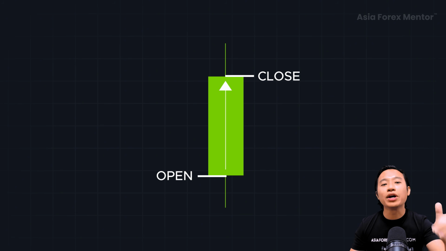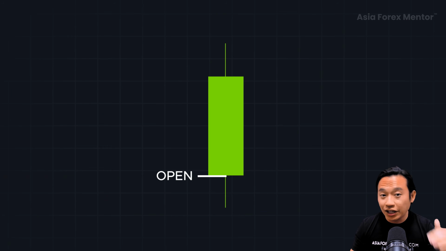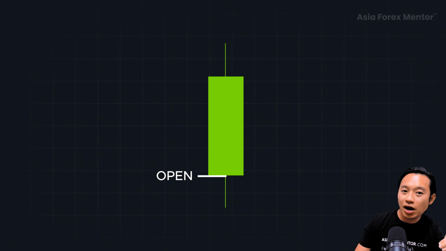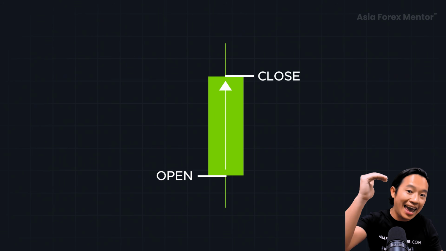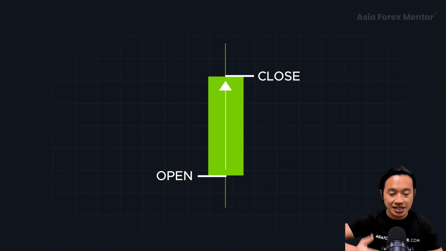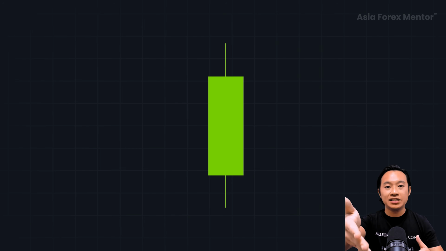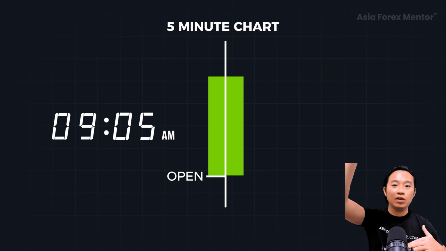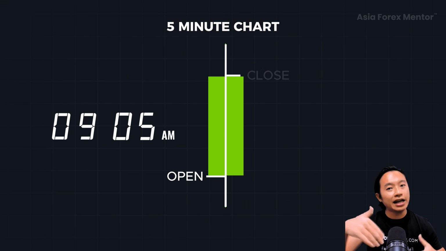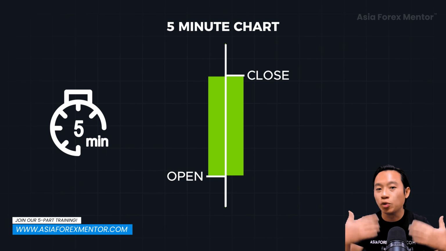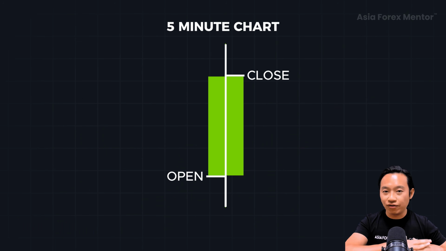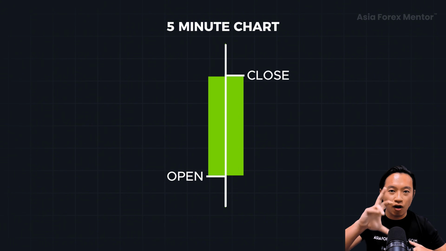So now, let me break it down further. The opening price of the green candle is always located at the bottom of the candlestick body, like this point here. Meanwhile, the closing price indicates where the price ended within that specific time period. So let's say if this is a 5-minute chart, it opened at 9 a.m. and then by 9:05, it went up during that period and then it closes there. And then the new bar forms. It could be the 5-minute chart, the hourly chart, the daily chart, the weekly chart, the monthly chart. It just represents the start of that bar and the close of that bar of that time period.